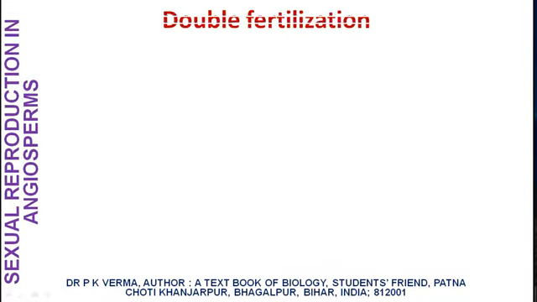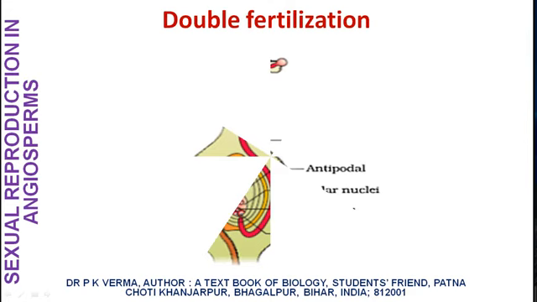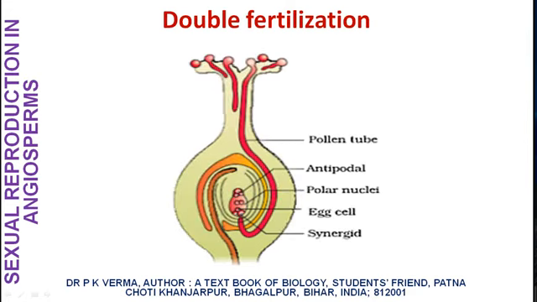In most of the cases, the pollen tube, before coming to the ovule, already has two male gametic nuclei, but in this diagram, these nuclei are not shown. These are much behind the vegetative nucleus present in the anterior part of the pollen tube.